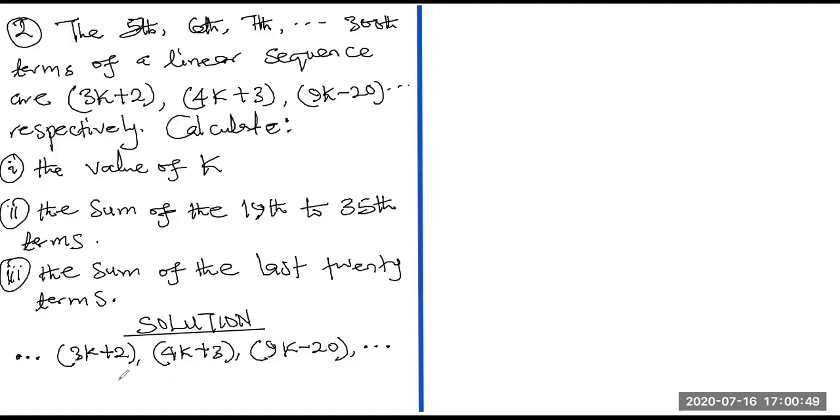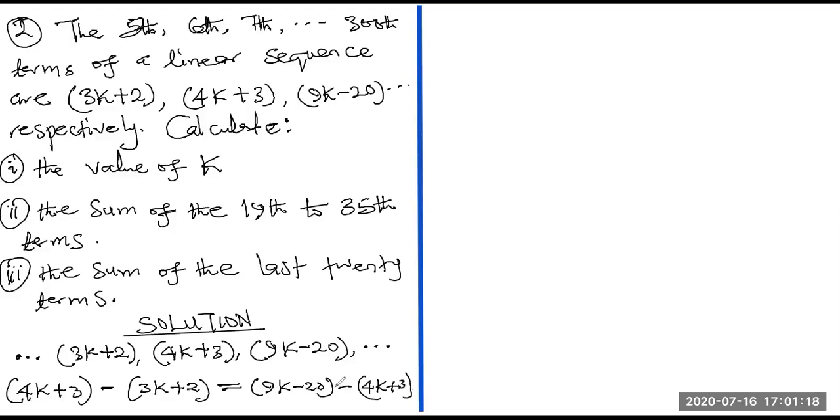This middle one minus the one before it, which is now 4k plus 3 minus the expression 3k plus 2. And you can see I'm closing it in a bracket because this minus is minusing the entire expression. It is the same thing as another person doing 9k minus 20, this expression, minus this other one, minus 4k plus 3. So that is what we have.